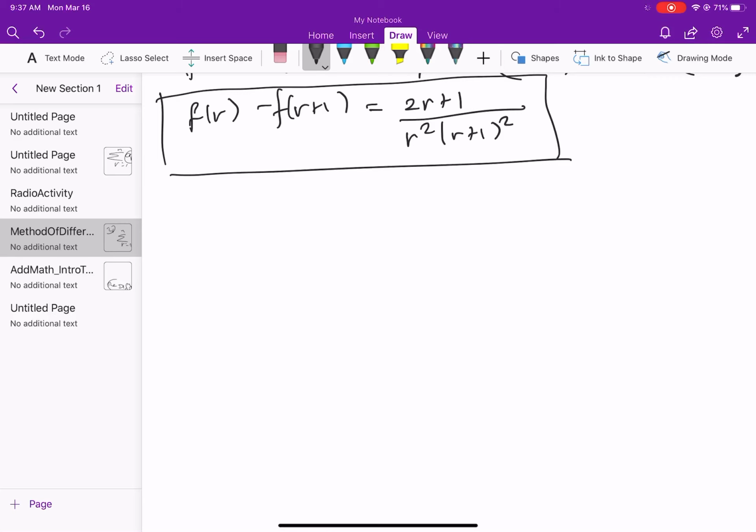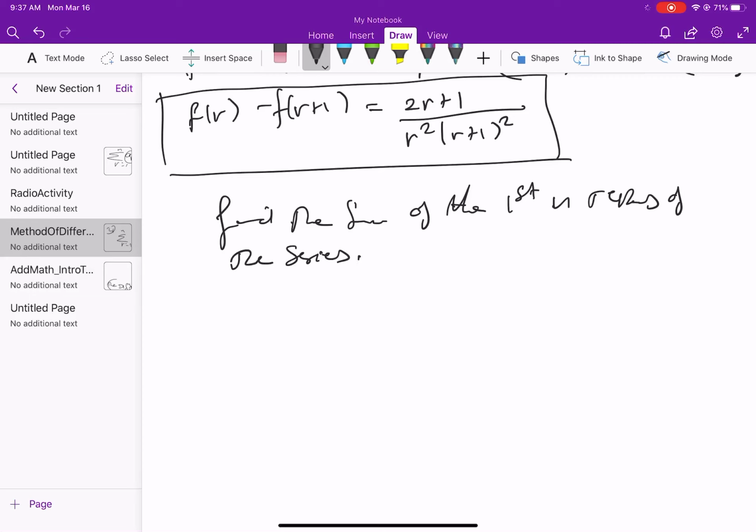Next part of the problem is saying, hence, find the sum of the first n terms of the series 3 upon 1 squared times 2 squared, plus 5 upon 2 squared times 3 squared, plus 7 upon 3 squared times 4 squared. Find the sum of the first n terms of that series.